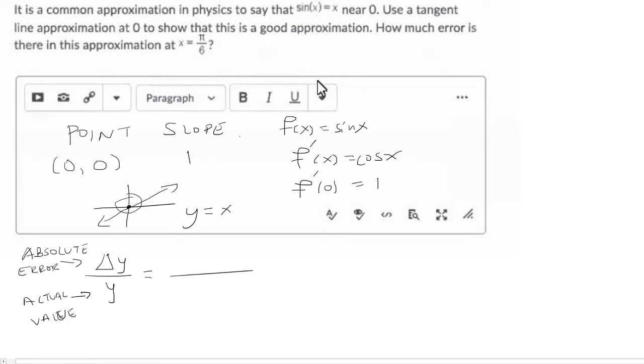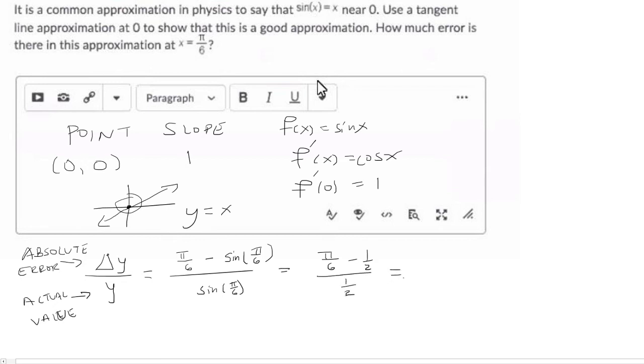Okay, so for us, we're going to use a tangent line to estimate it. So if y equals x, when x is pi over 6, y is also pi over 6. And the actual value is sine of pi over 6, since sine is our function. And then we're going to divide that by sine of pi over 6. We know that sine of pi over 6 is 1/2. So we get pi over 6 minus 1/2 all over 1/2.